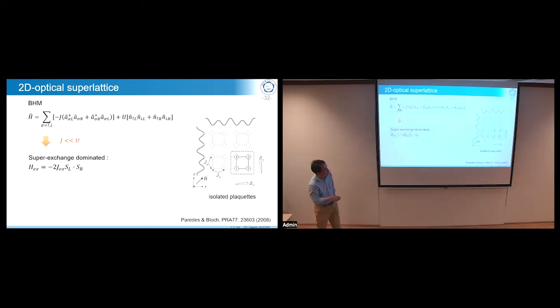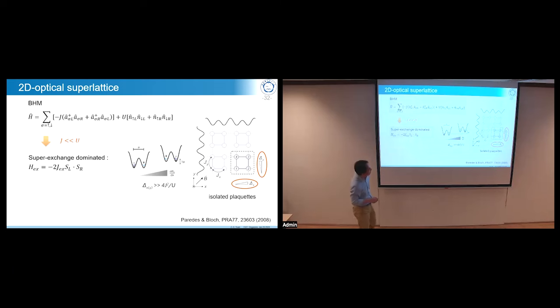Four atoms, we have an ensemble of plaquettes, and if we apply our magnetic gradient along the diagonal direction, here the spin up and spin down states, this state and the other way around, are degenerate in principle. If we apply this gradient along the diagonal direction, this will be lifted. They are no longer degenerate.